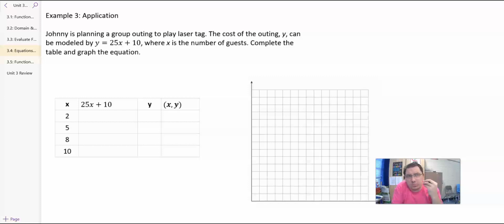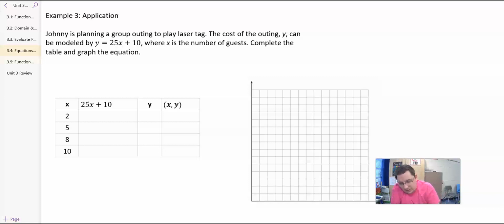Now, we need to remember that, can I have half a guest? No. And so when we graph this, we've got to think about, does connecting the dots make sense? Now, a lot of graphs we will connect the dots, but we need to pay attention to the patterns here. So let's see what happens.